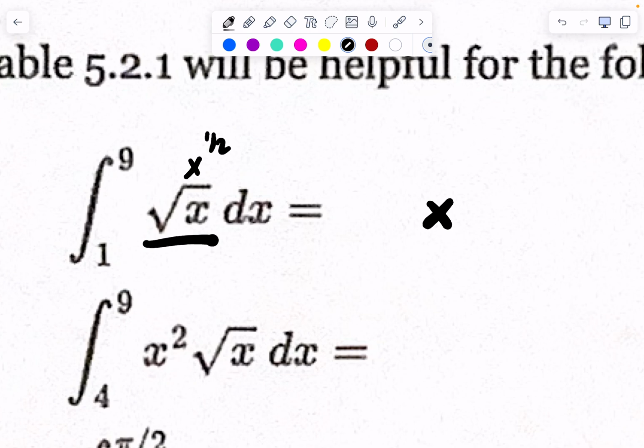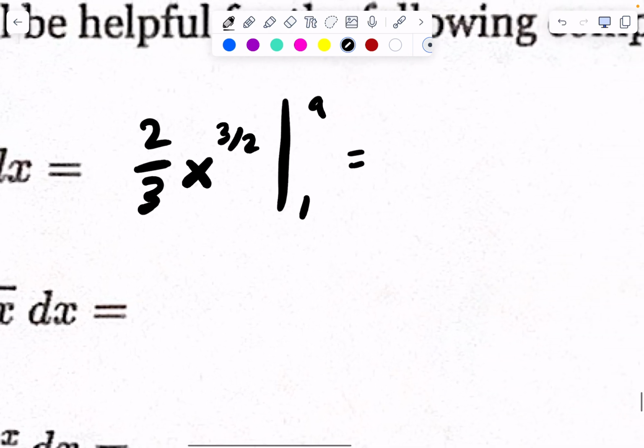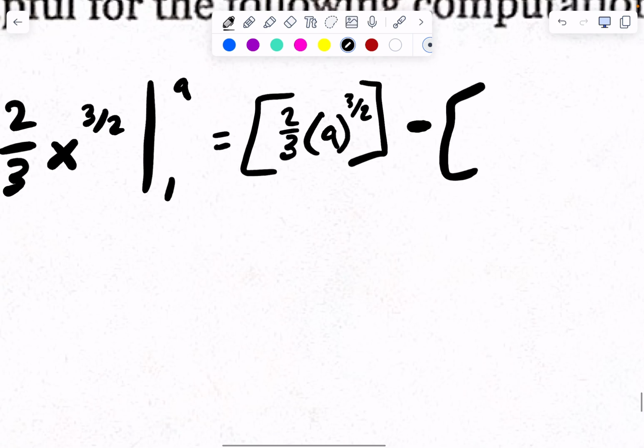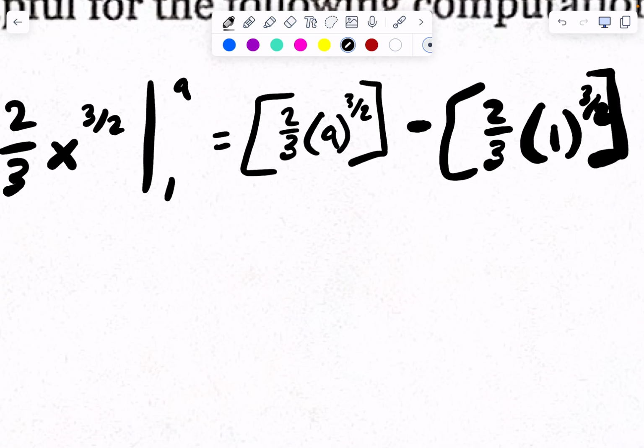Okay, if I add 1, here's how I cheat. If I add 1 to 1/2, it's 3 over 2. This is the reciprocal of that. 2/3 x to the 3/2, going from 1 to 9. We're just gonna plug it in. 2/3 times 9 to the 3 over 2 power, and then minus 2/3 times 1 to the 3 over 2 power. By the way, if you plug 1 in, it's just going to be 1, right?